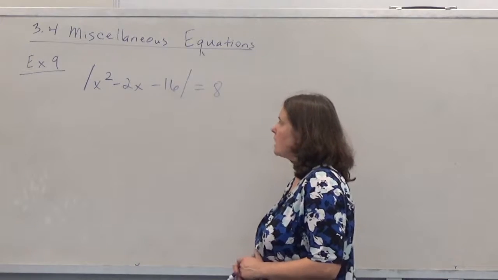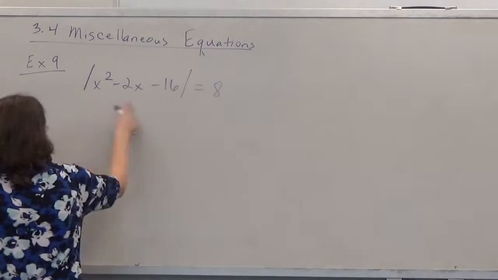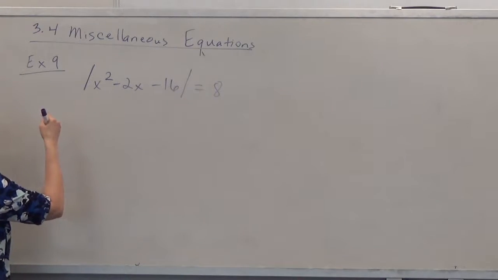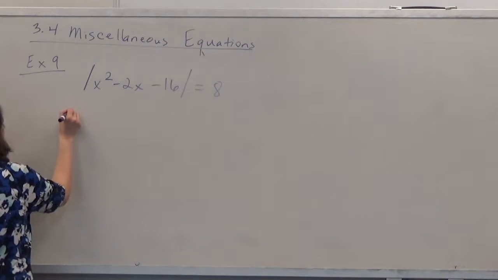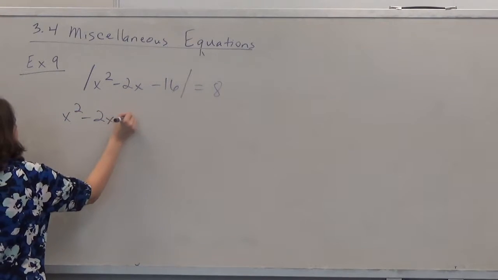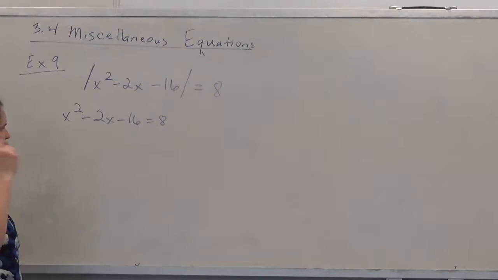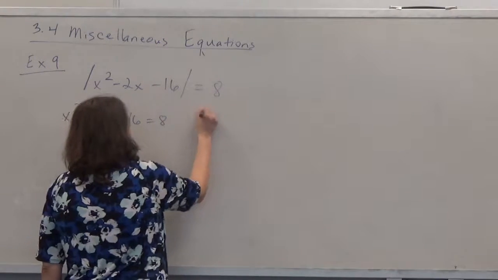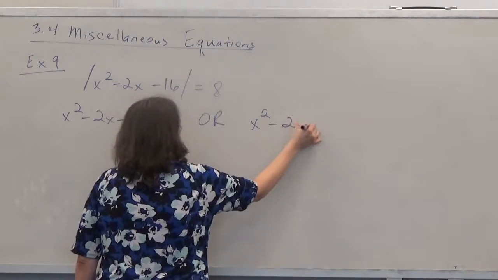How do we set this up? We've got the absolute value equal to a constant. So my rule is that I take the inside. Basically I have 2 cases. My first case, I just drop the bars. I've got x squared minus 2x minus 16 equals 8. My second case, I can drop the bars and take the opposite of my constant. You absolutely must have both cases though, or it doesn't make any sense.